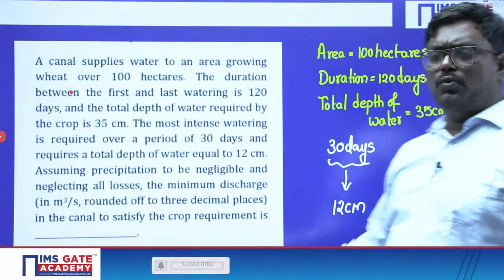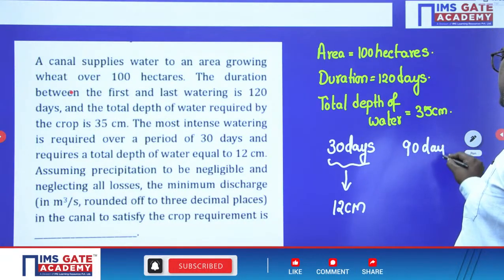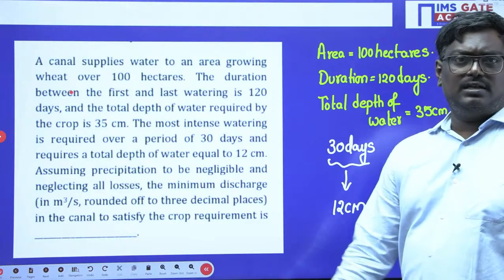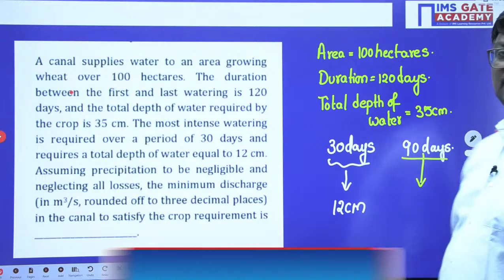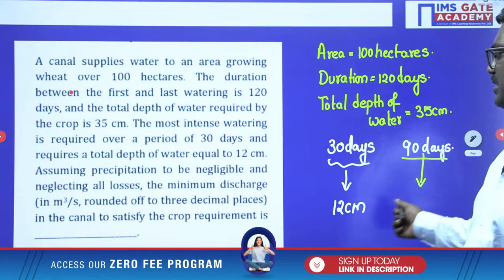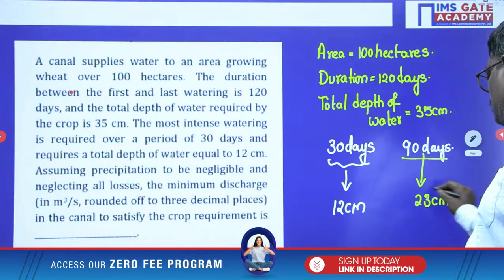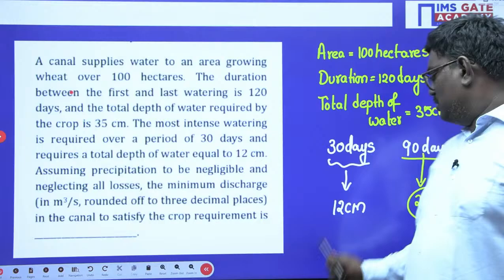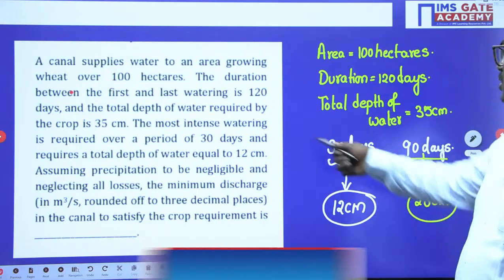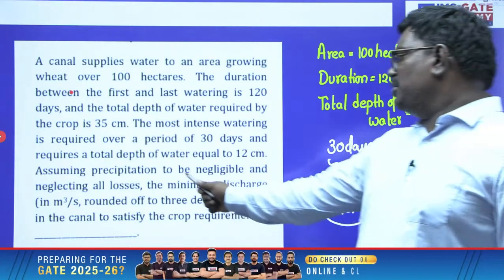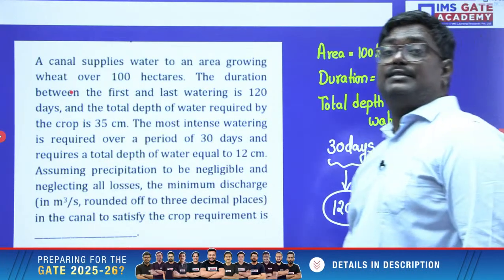Now, what is the total duration, students? 120 days. So, what will be the remaining days? Remaining days will be 90 days, right? So, for the remaining 90 days, here you have 12 centimeter, so 35 minus 12 is equal to 23 centimeters. Yes or no? Assuming precipitation to be negligible and neglecting the losses, what will be the minimum discharge?